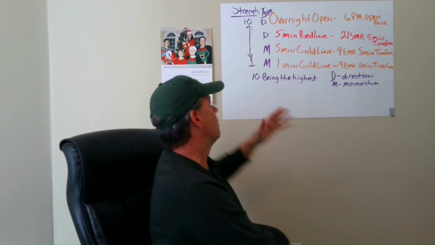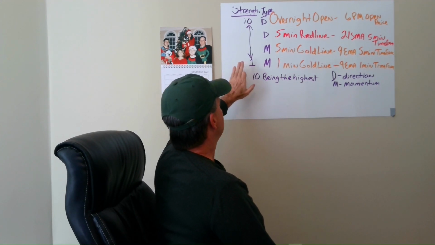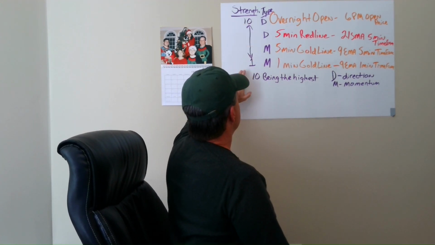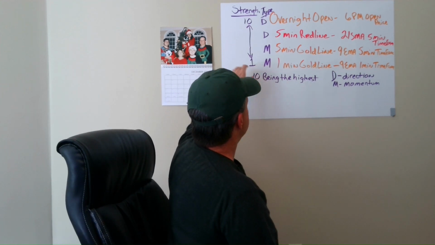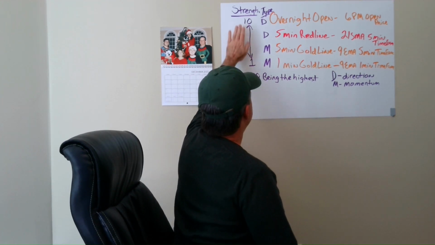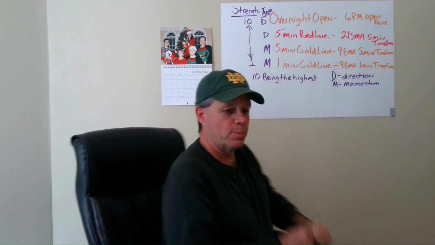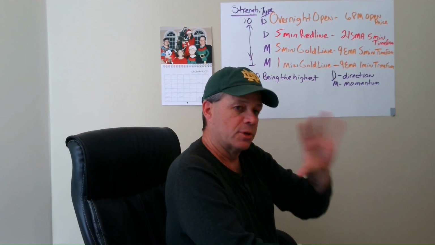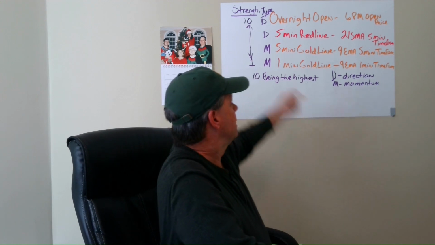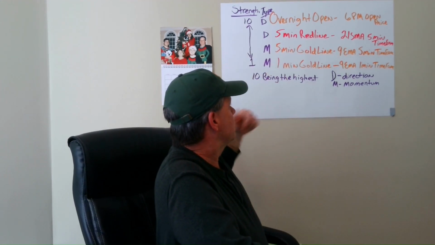So that's the thing I want to talk about last, which is strength: 1 to 10, 10 being the strongest, 1 being the weakest. This is how I would rank them. 10, the overnight open is the most powerful of all these lines. I'm going to show you what I mean by that. Then you got the 5 minute red line, which is next. Then you got the 5 minute gold line, and then you got the 1 minute gold line. Momentum lines are not as powerful as directional lines.